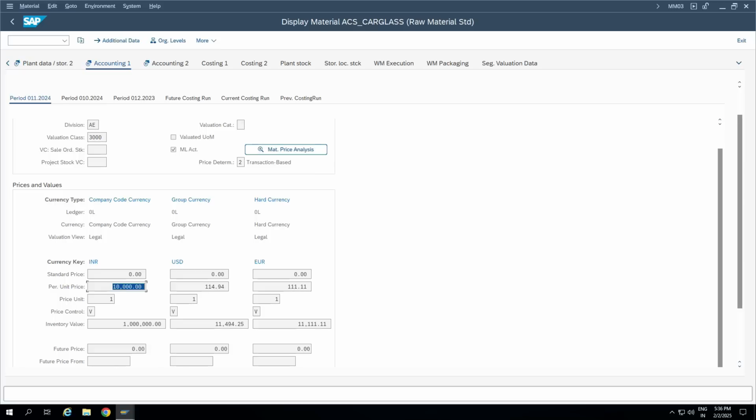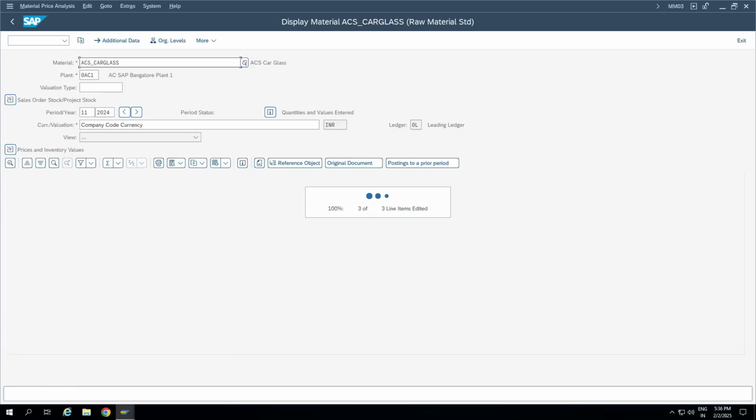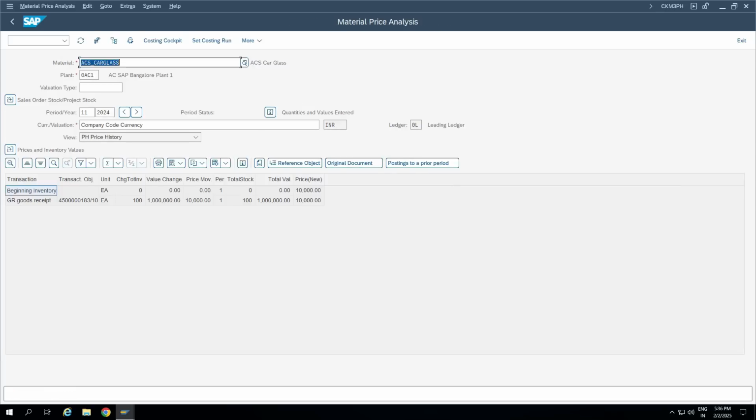So let us see what the impact is if I post a purchase transaction with a different value, not 10,000 but something else. But before that, we can look at the material price analysis, which shows the total inventory value: how many units of inventory I have at this point, multiplied by the price. I have a moving average price of 10,000 and I have 100 units. So the total value in the inventory is 1 million.